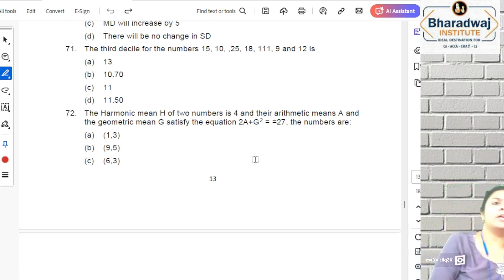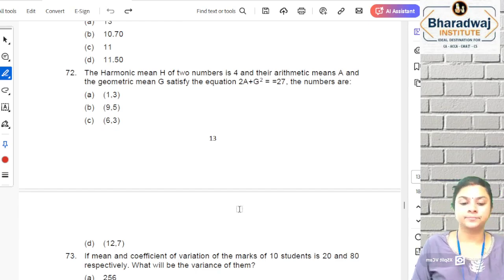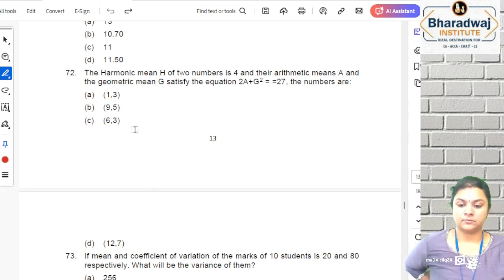Okay. Harmonic mean of the two numbers is 4. Arithmetic mean is A and they satisfy the equation 2A plus G square equals 27. The numbers are very simple. Test the options. Which number has harmonic mean as 4 and satisfies the equation? Whichever number satisfies, that will be the answer. Answer? 6 and 3. So 6 and 3, if you take harmonic mean, the answer will be 4. And if you simplify in this equation, it satisfies the equation.